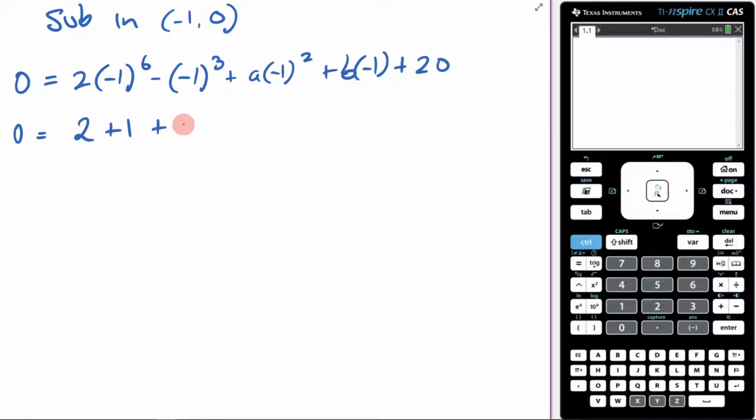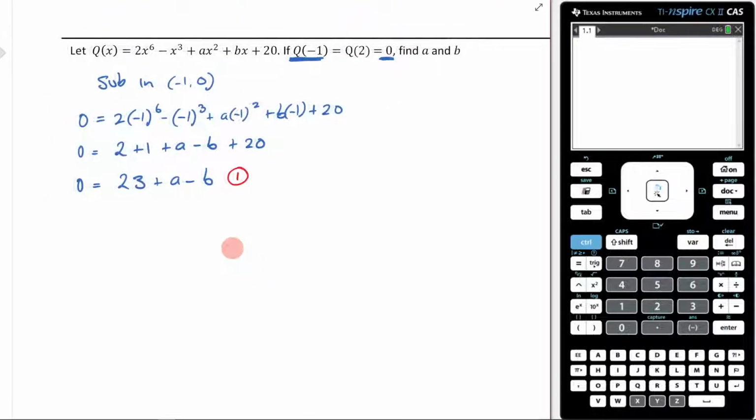This is going to become plus a. This will be minus b. And that will be plus 20. And then you can gather 2, 1, and 20 together. That's going to give us 23 plus a minus b. And what we've just done there is created our first equation. So that's what we're going to call equation number 1. All right, we then continue on.